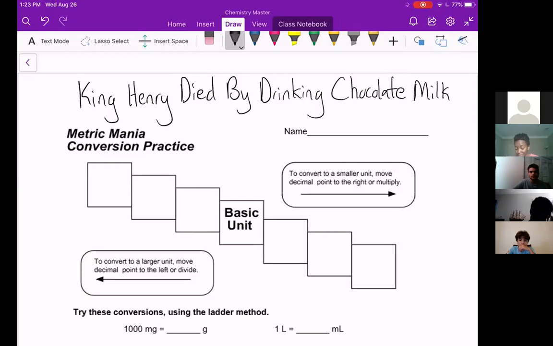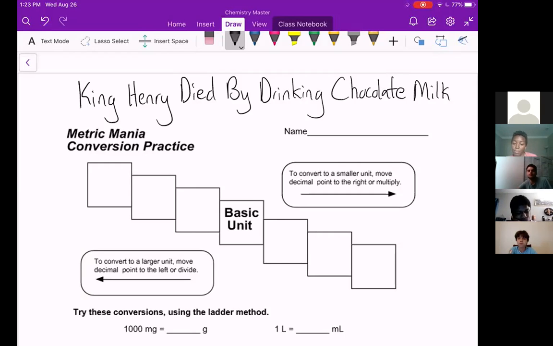Okay. So King Henry died by drinking chocolate milk. This is just a shortcut for us to know the different prefixes for conversions. So let's go back. Let's start really simple. And we're going to kind of skip around on this worksheet so I can make sure we understand some stuff. And then we'll get into doing the work.